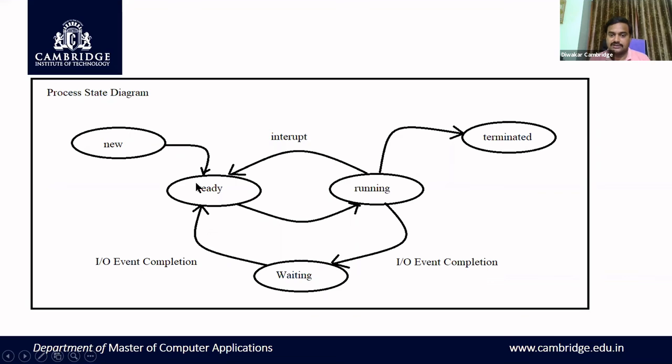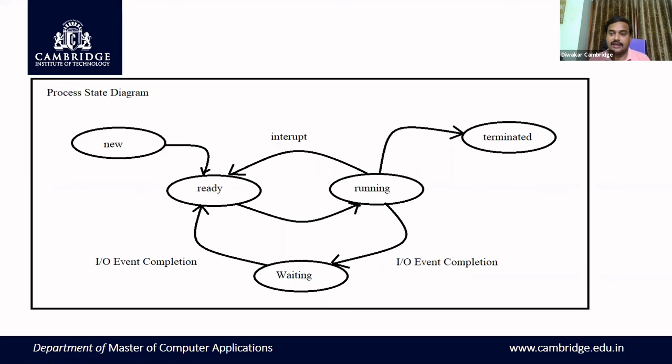Now you just see here. Now you see one more case. The process will be created. It will come to the ready state. Then from the ready state, it will come to running. Then it may go to a waiting state. When will it go to a waiting state, right?